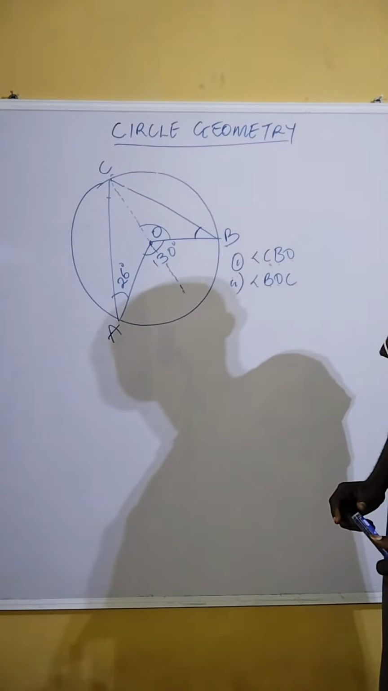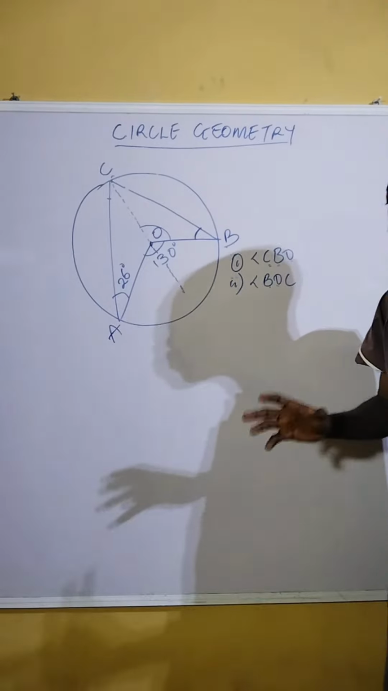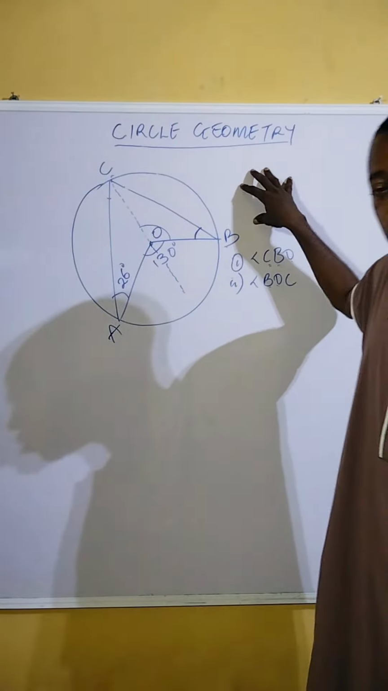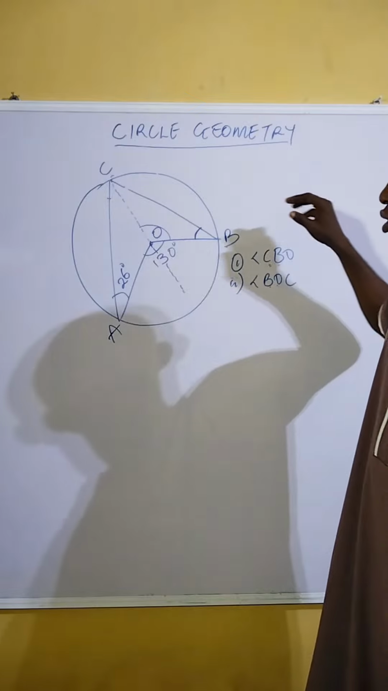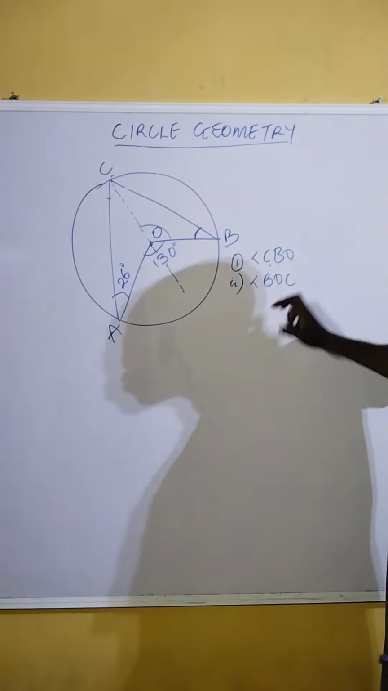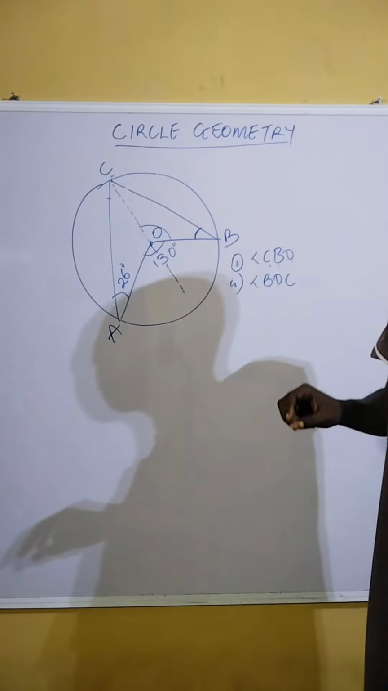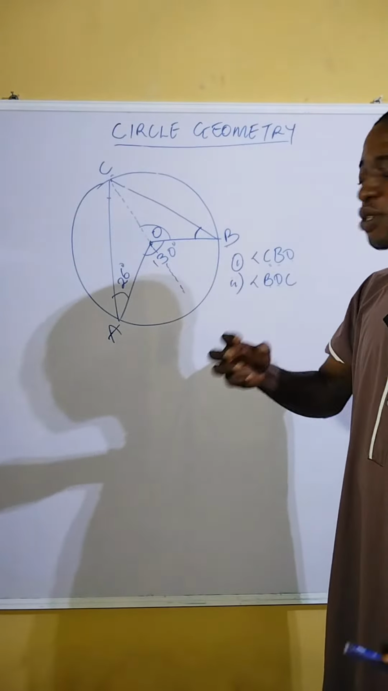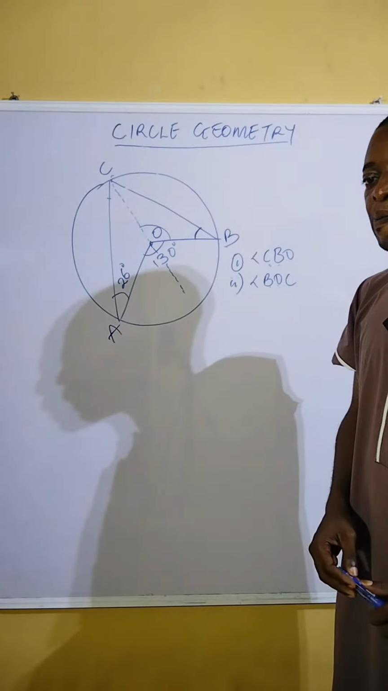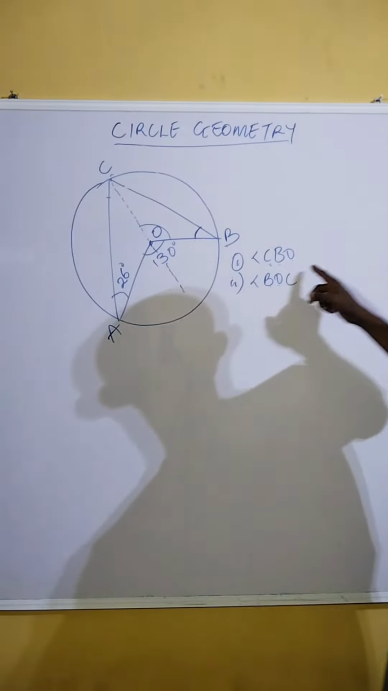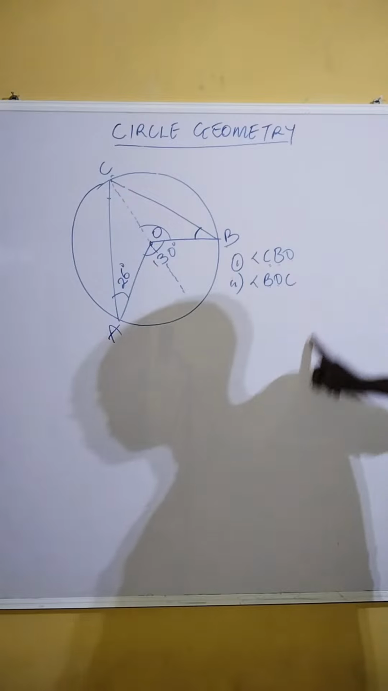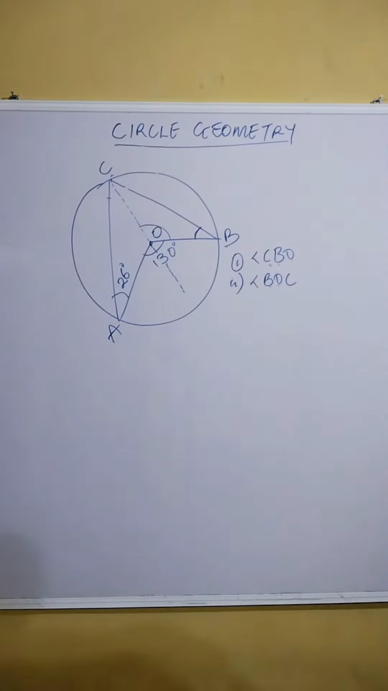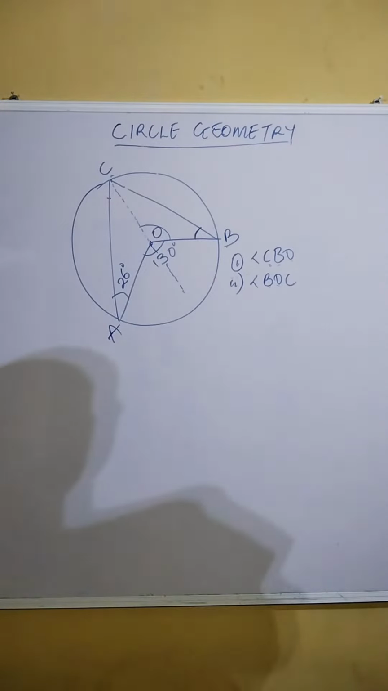Now, if we have this kind of problem in circle geometry, we don't need to worry about what we are finding first. What should come to our mind now is what's the first thing we can do here? That is, how can we get the question we are asked to find?